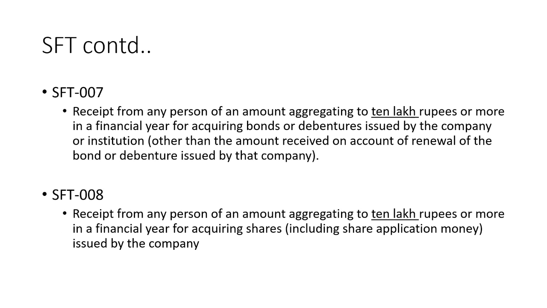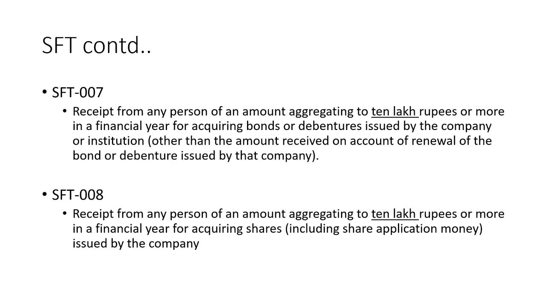Receipt from a person of an amount aggregating to more than 10 lakh rupees in a financial year for acquiring bonds and debentures issued by the company. Any company that issues bonds and debentures, and if the amount is more than 10 lakhs, the information will be disclosed in 26AS. Renewal of bonds and debentures issued by the company. Suppose if there is a renewal, there is no problem, but a new investment will be reported.